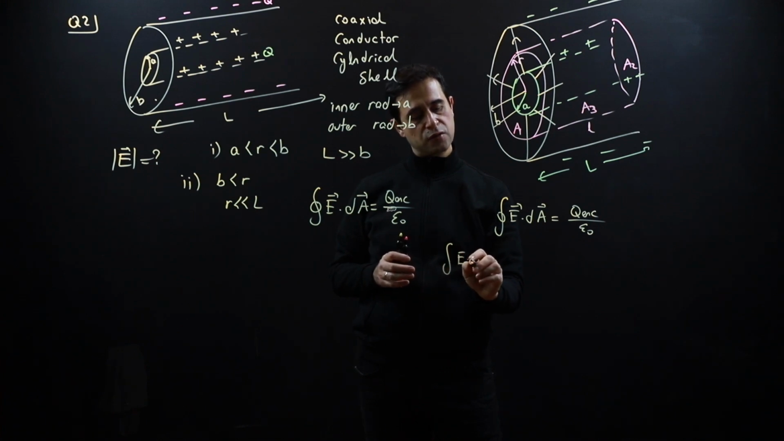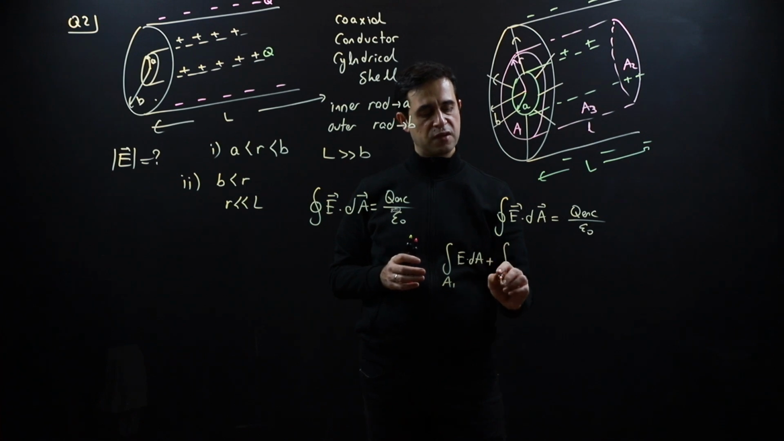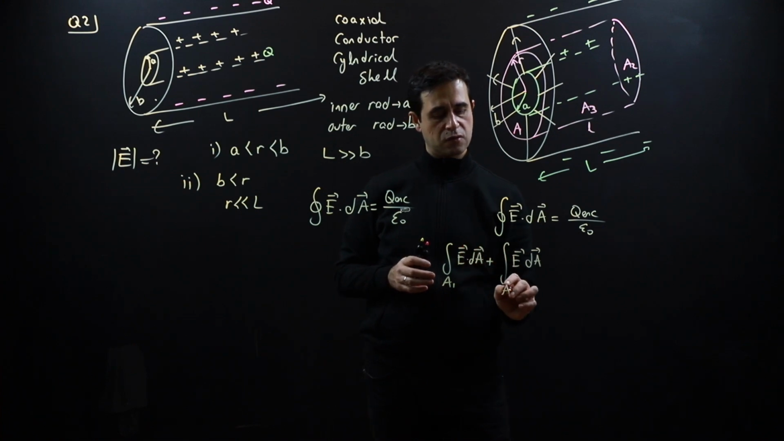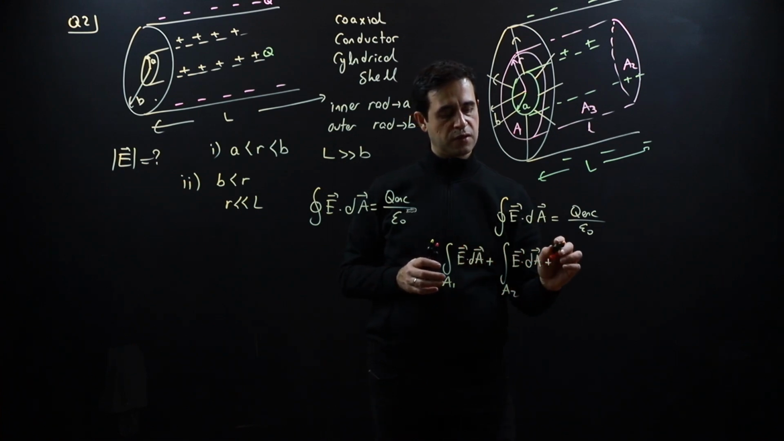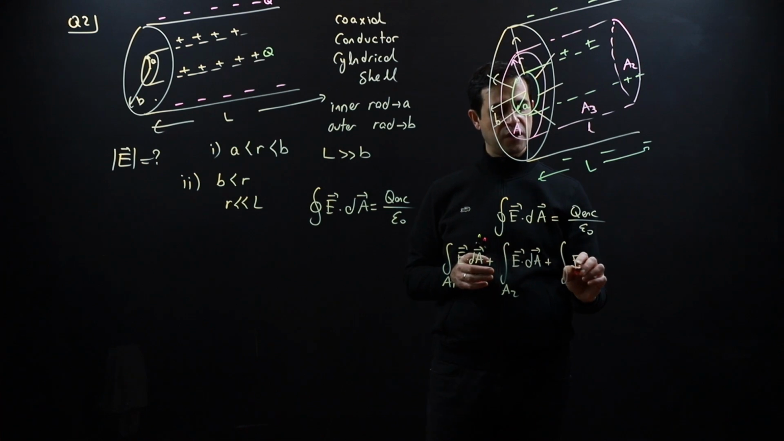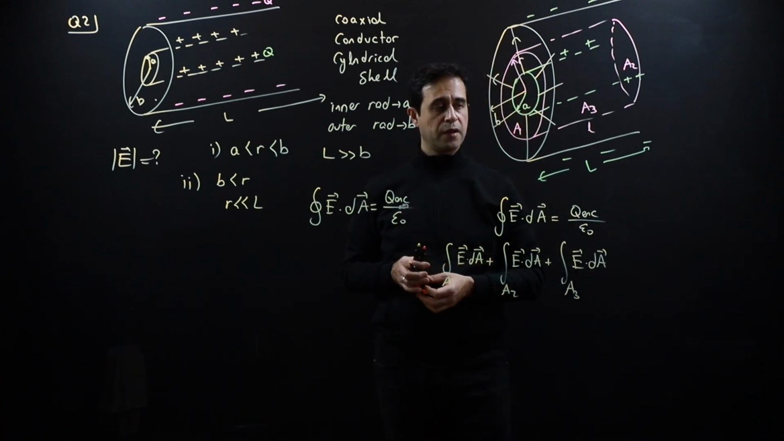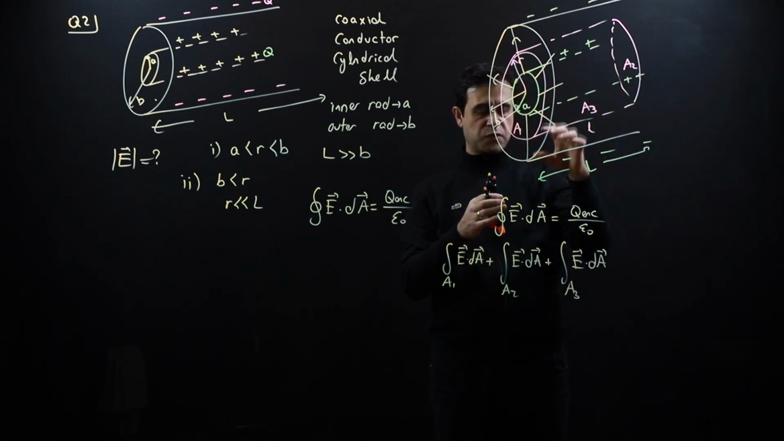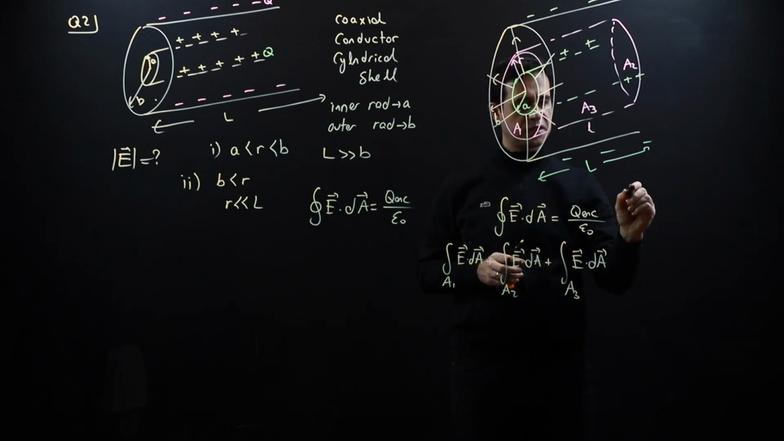E·dA, now it's not closed. The first one, let's call it A1, plus another integral, E·dA, right? Obviously, there are all these vectors. A2, dot product, plus now I have E times dA for the third surface. Okay, so if I draw this from this perspective, it's going to look like this, right?